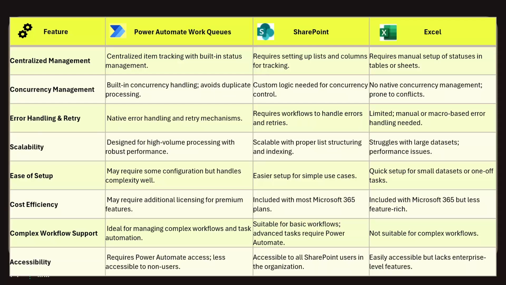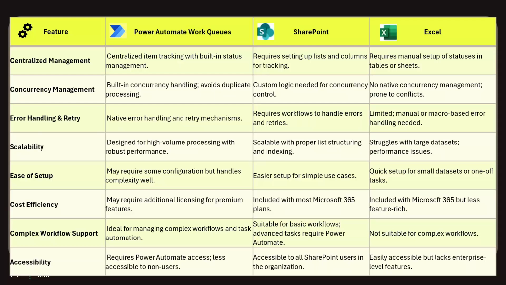But if you talk about cost efficiency for Power Automate, I already told you at the beginning, it requires a Power Automate premium license. But SharePoint and Excel are included with Microsoft Office 365. So comparing on cost, SharePoint and Excel may have a higher value there. But if you compare all the features, Power Automate work queue actually has better features. Maybe I'm talking only with respect to load balancing.